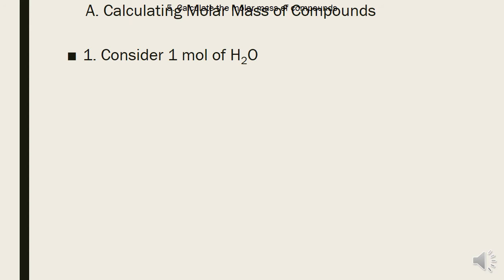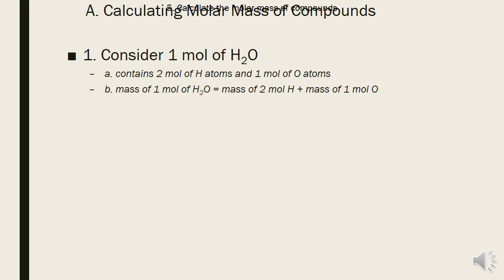So I want you to consider this. If we have 1 mole of water, that 1 mole of water would contain 2 moles of hydrogen atoms, and the reason I know that is the subscript 2 is next to the hydrogen, and 1 mole of oxygen atoms. So if I want to calculate the mass of 1 mole of water, in other words, if I want to find the molar mass of water, I need to find the mass of 2 moles of hydrogen and add that to the mass of 1 mole of oxygen.